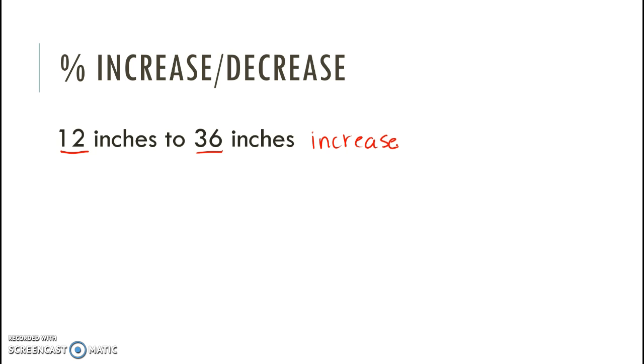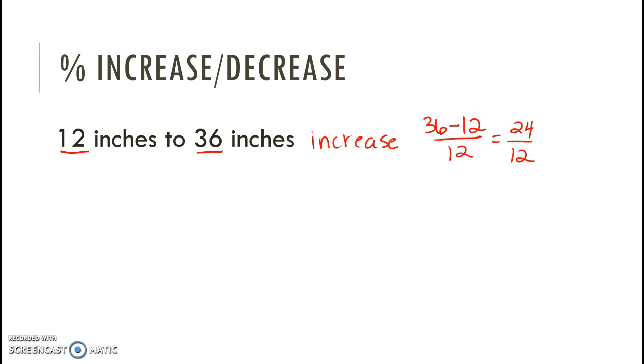And in order to calculate percent increase, we take that new number, which is 36, and subtract the original number, which is 12, and divide that by 12. So we would take our 36 and subtract 12 from there, and we would get 24 over 12. When we divide 24 by 12, we get 2, but we need to change that into a percentage.